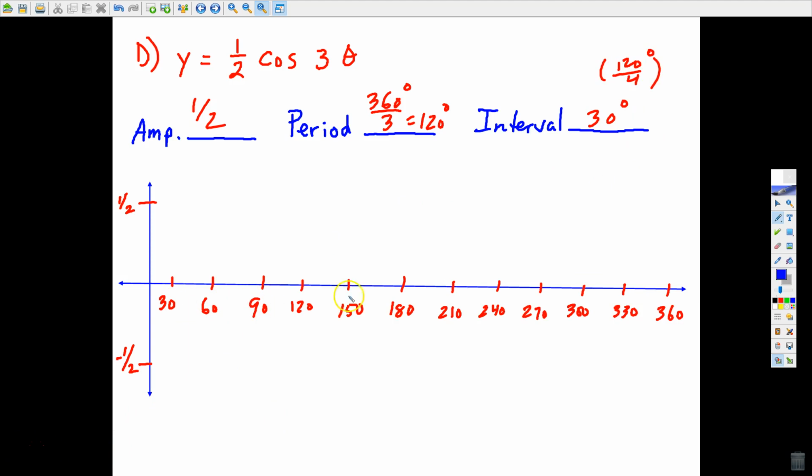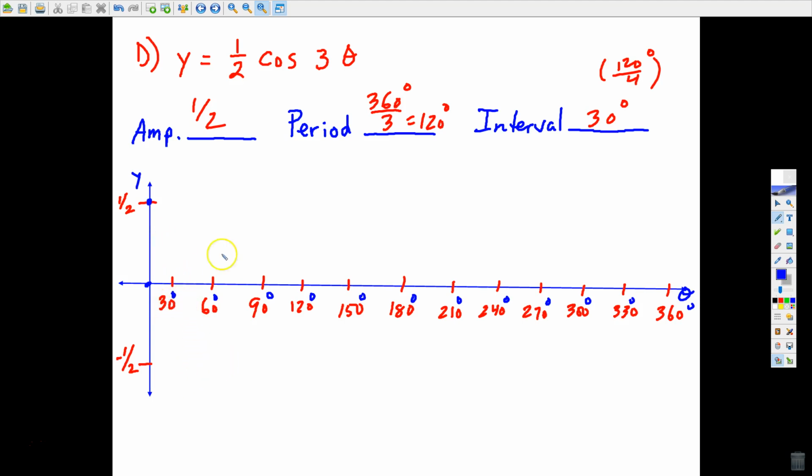Okay, so we've got our horizontal axis. These are all degrees representing inputs for theta. This is my vertical axis, the y. I didn't finish putting all degrees. Let me just go ahead and do that real fast. Make this more complete. And now we just start with 0 degrees. And we'll do 3 times 0, which is 0. Cosine 0 is 1. And 1 times 1/2 is 1/2. So for inputting 0, I get output 1/2.